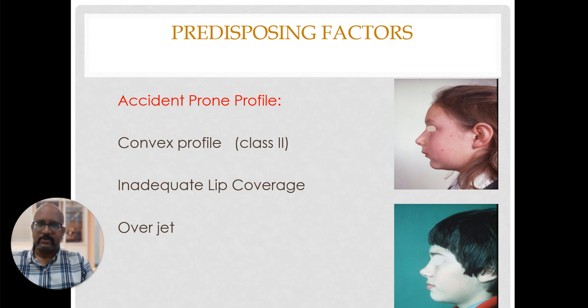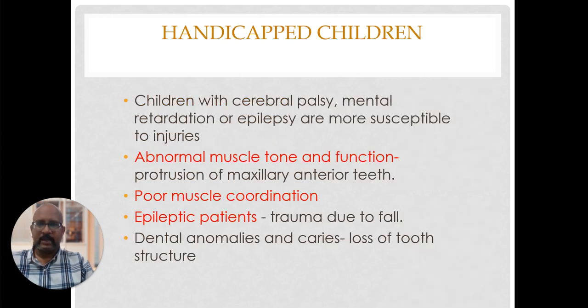The predisposing factors for traumatic injuries are the convex profile, which makes the anterior teeth prone to injury, and inadequate lip coverage. The lip acts as a cushion to the teeth. Whatever force is applied is transmitted first to the lip, then to the teeth. Increased overjet is another factor. In a handicapped child, there is more chance of injury because of poor motor coordination, epileptic attacks or abnormal muscle tone.